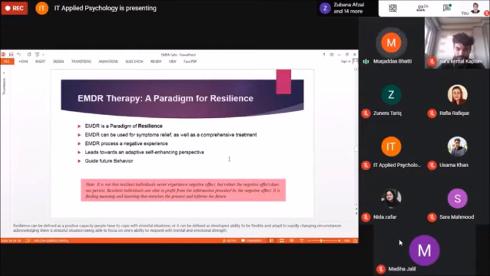So, we will learn about the EMDR that can be used for symptom relief as well as for a comprehensive treatment. Today, as I earlier said, we will talk about low intensity EMDR techniques that anyone can use to be more safe and to be more in control. So, what does EMDR do? EMDR processes our negative experiences and leads these experiences towards an adaptive self-enhancing perspective that guides our future behavior. So next slide please.